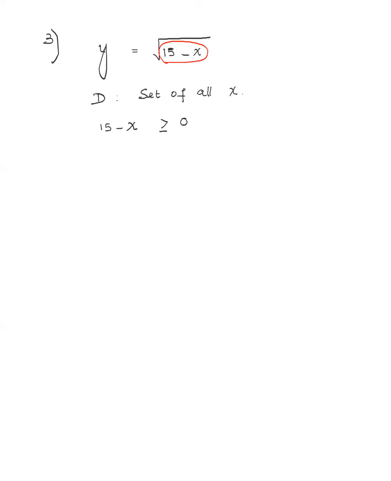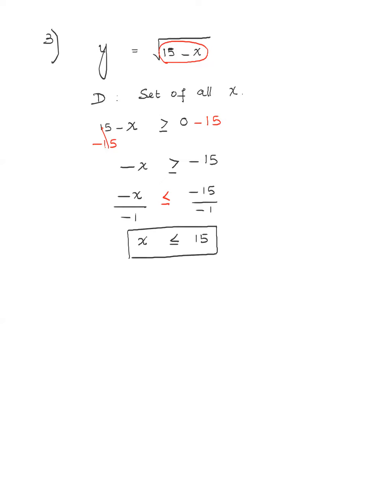So now we have to get the x by itself, and that is going to give our domain. So first, let's move the 15 to the other side. Let's get the x by itself. So we get -x is greater than or equal to -15. And we have to have the positive x, so you divide both sides by -1. Remember, when you divide by -1, I have to flip the inequality. So that becomes x is less than or equal to positive 15. So now we have the domain: all the numbers less than or equal to 15.